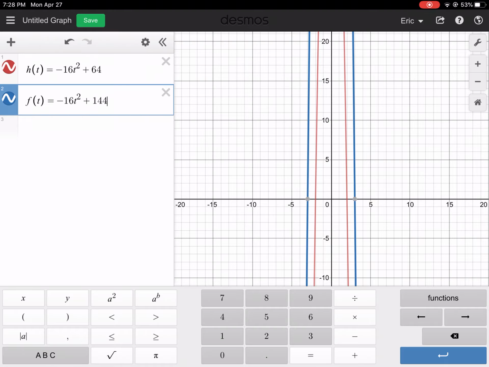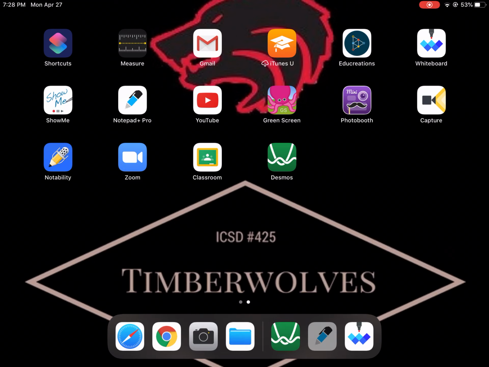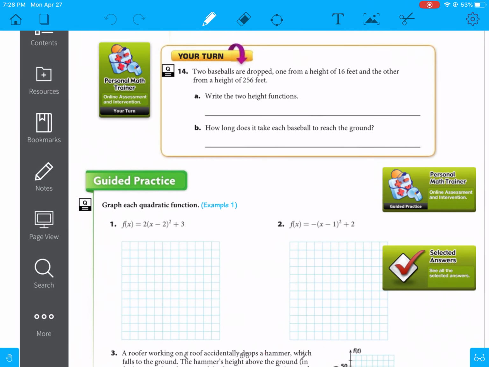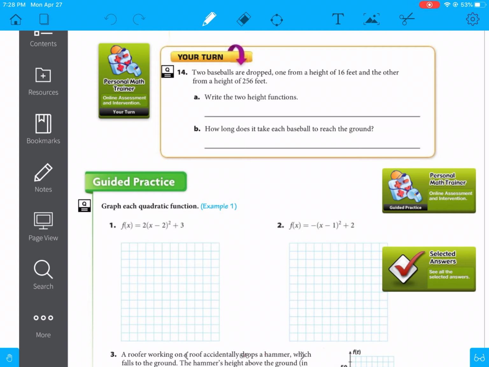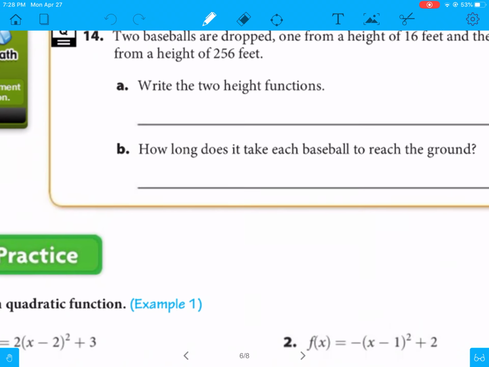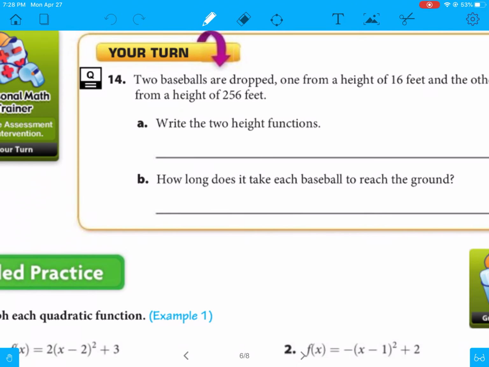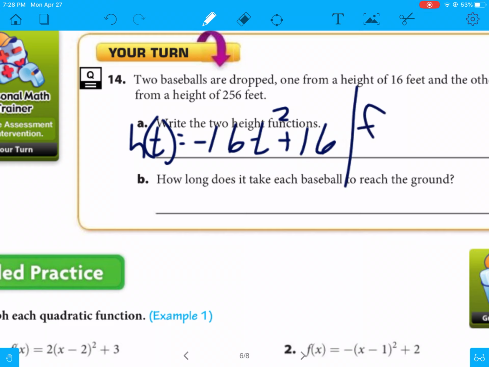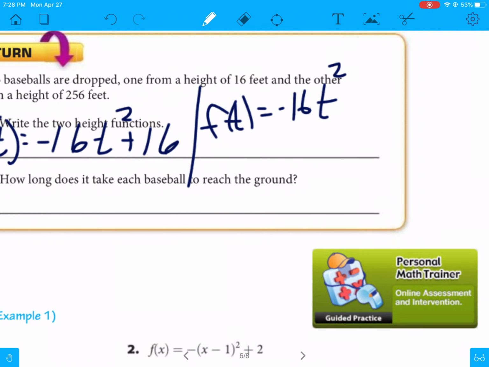So if you look at number 14 in your book, it says 2 baseballs are dropped, one from a height of 16 feet and the other from a height of 256 feet. Write the 2 height functions. So you're going to have h of t equals negative 16 t squared plus 16. Then the next one is the same exact function, so you can do f of t if you want. So f of t equals negative 16 t squared plus 256.